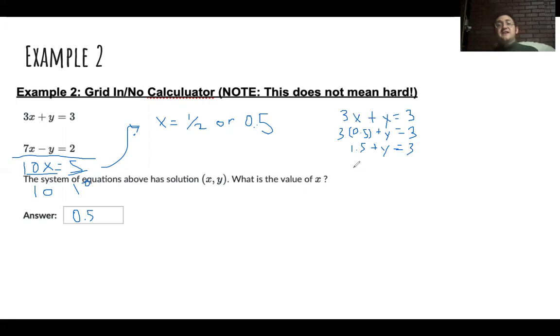And it's not a bad idea to actually just solve the system completely and get that ordered pair that we had from the old days. And our y value is equal to 1.5, and then our x is 0.5. So our coordinate is going to be 0.5, comma 1.5.